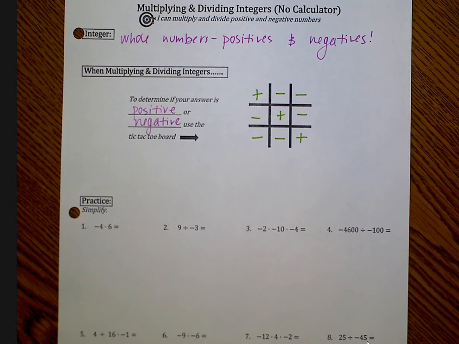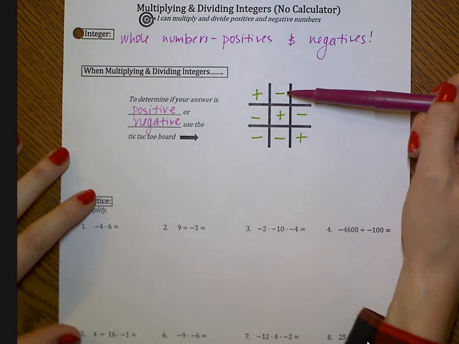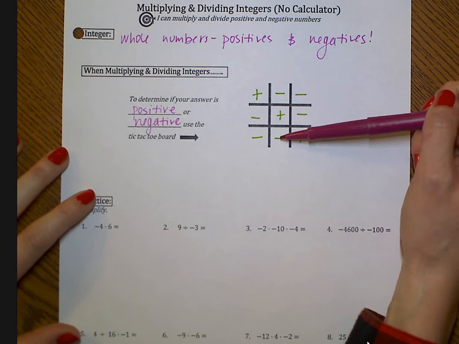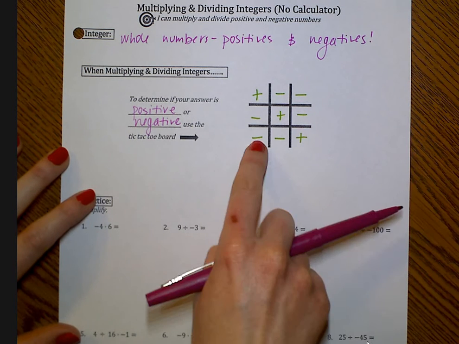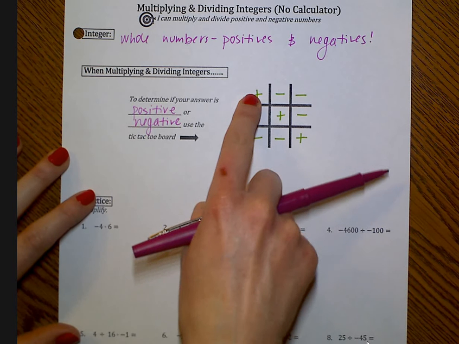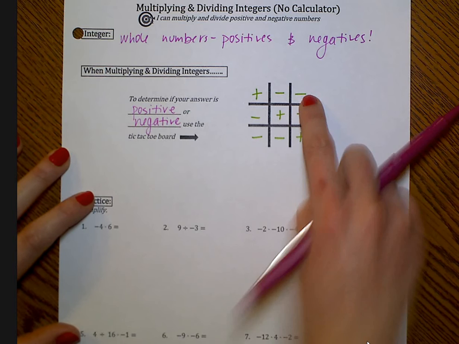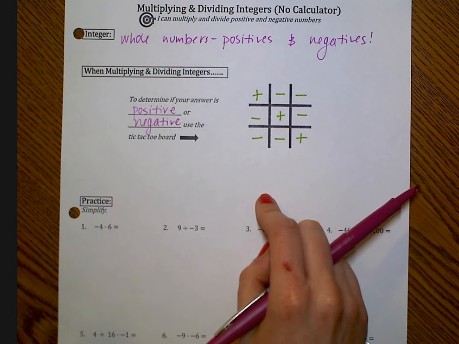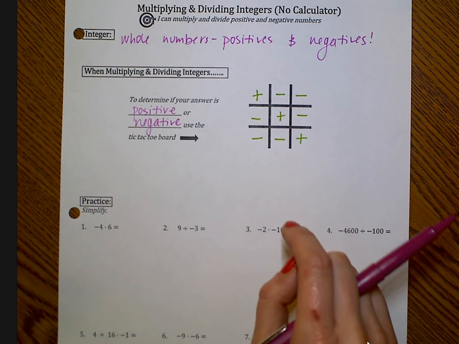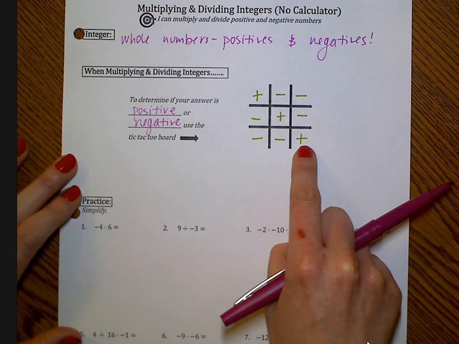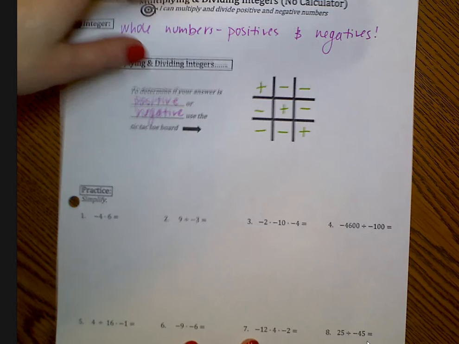It's kind of cool because it works in so many different directions. For example, if I was doing a negative times a positive, that's a negative. If I was doing a negative times a negative, that's a positive. If I was doing a negative times a positive, that's a negative. So you can go any direction on this, and it works for division too. Negative divided by a negative is a positive. So let's put it into play here and show you how it works.